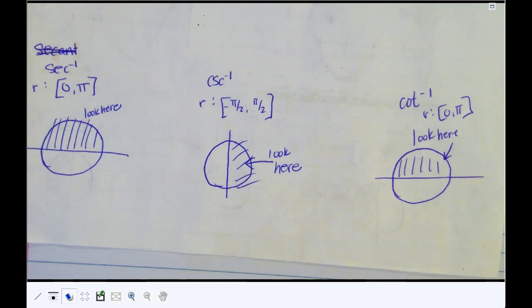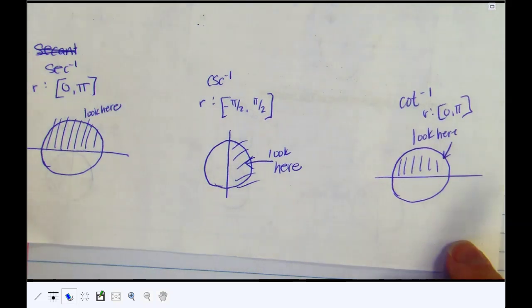It does not do the same thing as tangent because, remember, the cotangent graph is shifted over just a little bit from the tangent graph. It's because it's shifted basically. Okay, everybody got that?